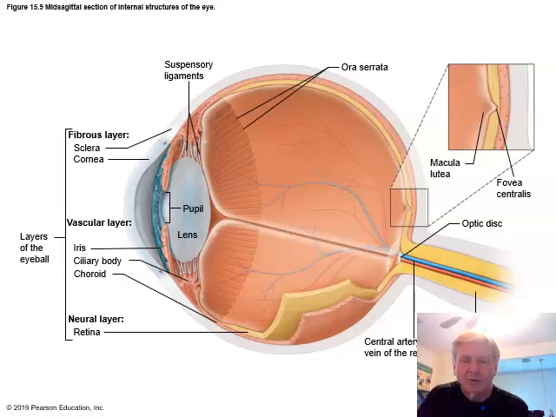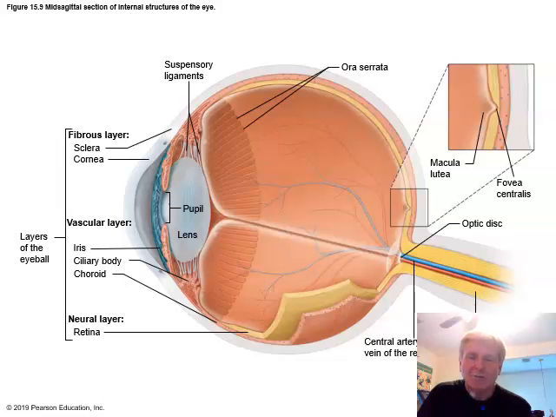Rods and cones. And that's what we call our blind spot. So our optic disc is what produces our blind spot because there's no retinal photoreceptor cells located there. Just to the lateral side of the optic disc is an area called the macula lutea. And right in the very center of the macula lutea is a concentration of cones called the fovea centralis.